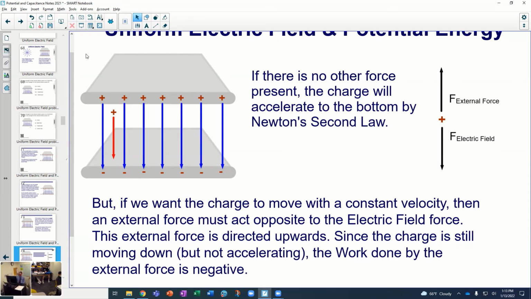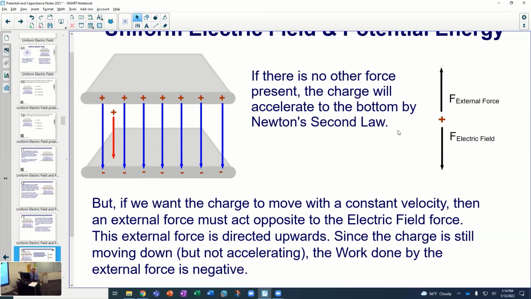So it's not a true free body diagram because it's not a dot, but it's sort of a free body diagram here. To have a constant velocity, what has to be true about the acceleration? Zero. And if there's no acceleration, there's no net force, right? So there will be forces, but no net force. The electric field is providing a force down and the external force is up, and they must be balanced. And so the external force here is actually now pushing with or against the movement?